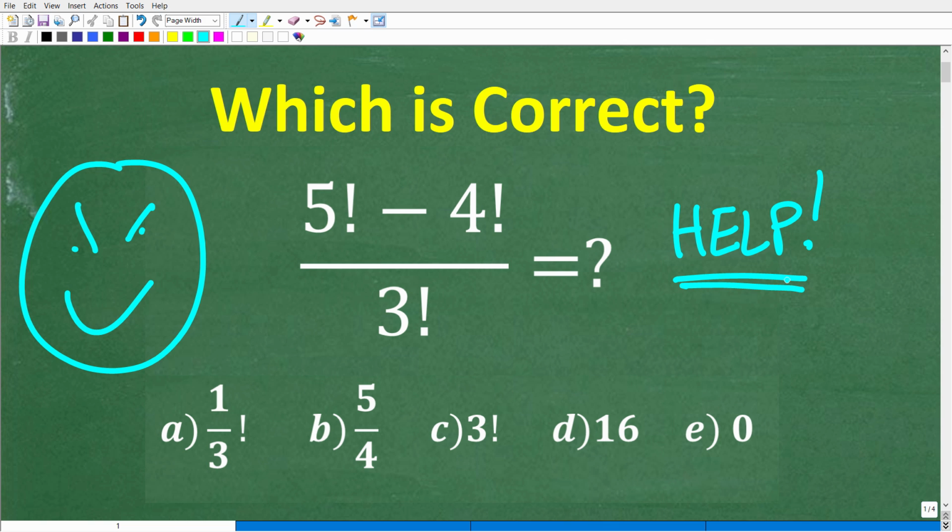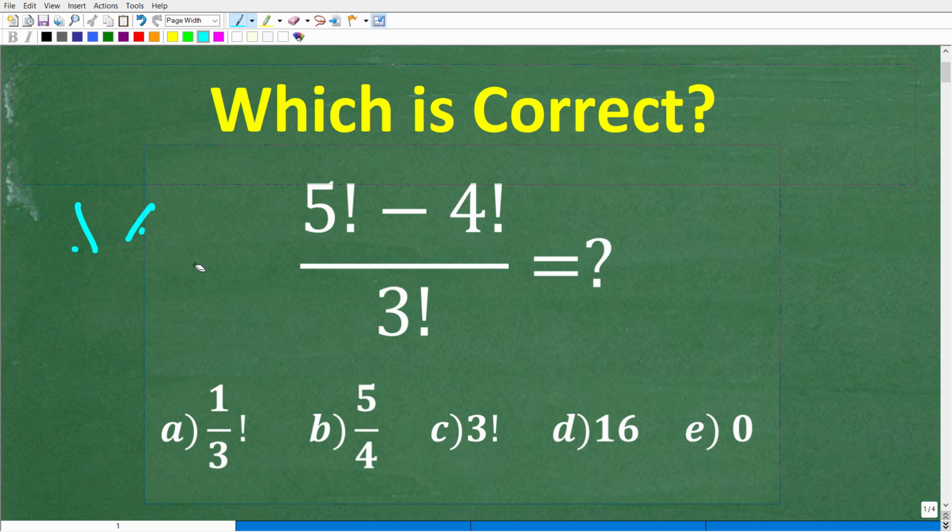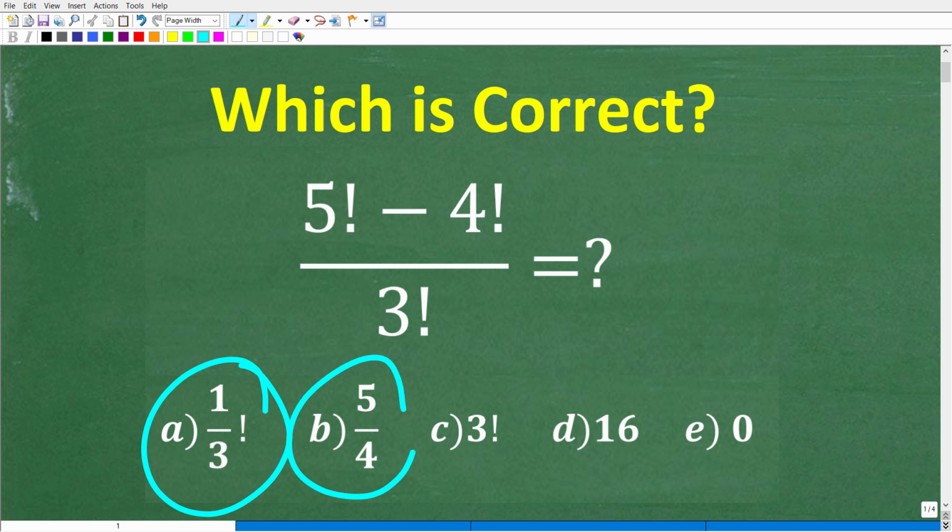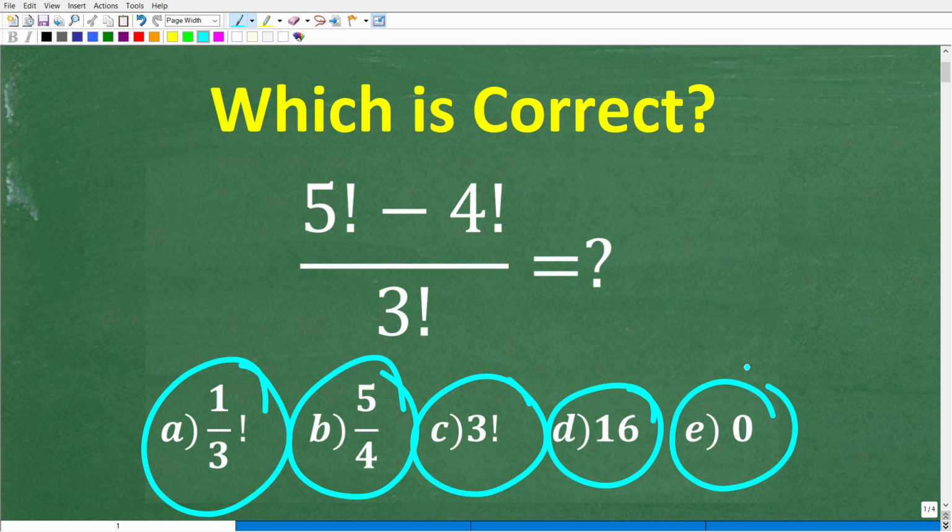But what does this symbol mean here? An exclamation point when it comes to mathematics. Well, that's what this problem is all about. All right, so this is a multiple choice question, and let's take a look at our answer choices here. So A is 1/3 with an exclamation point behind it. B is 5 over 4. C is a 3 with an exclamation point behind it. D is 16, and E is 0.